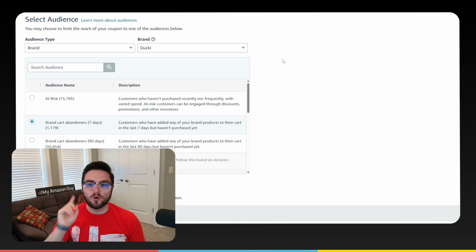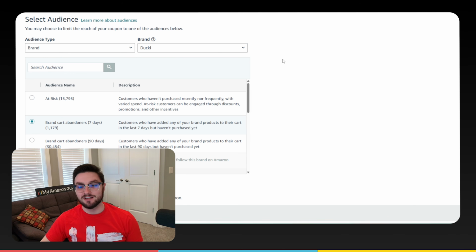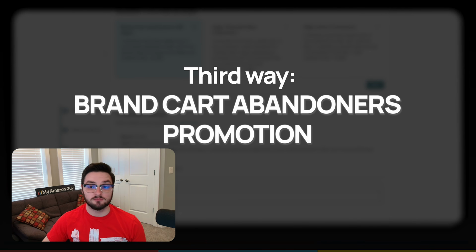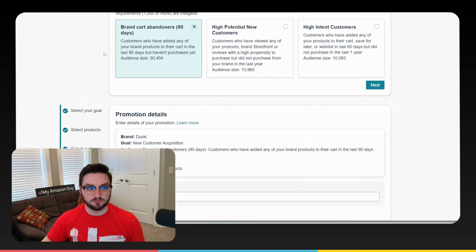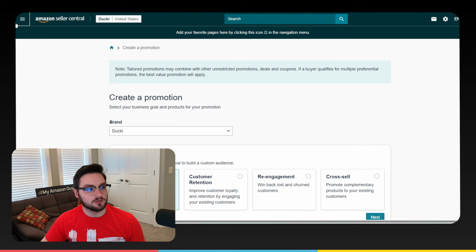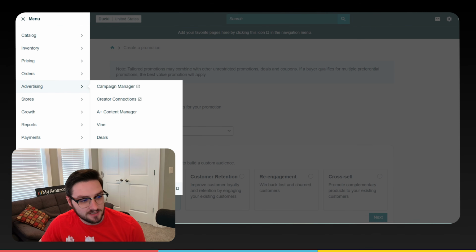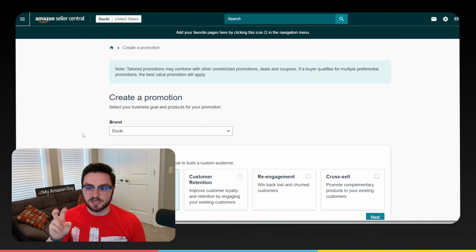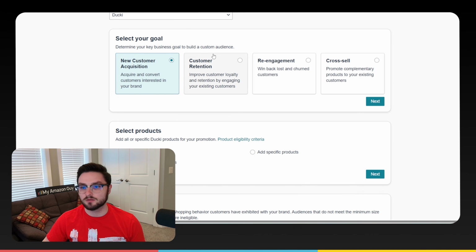And there is one more tool as well. Finally, similar to the brand cart abandoner coupon, you can also run a brand cart abandoners promotion. So this is a brand tailored promotion. You can find brand tailored promotions under our advertising section here. This is new customer acquisition, so technically not what you would consider remarketing. We do have a re-engagement here, but this is technically considered new customer acquisition.